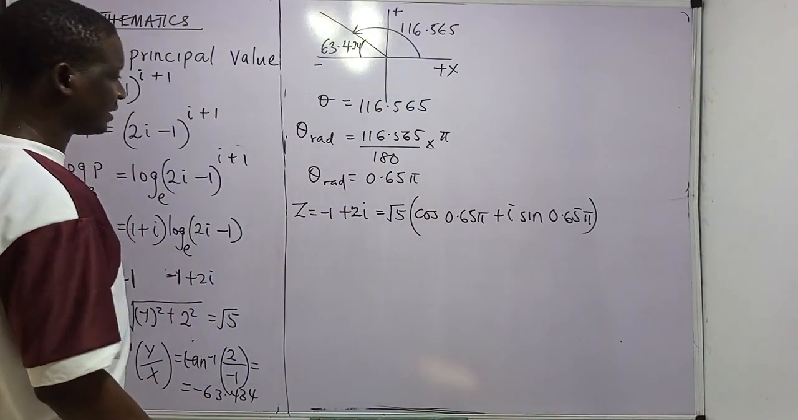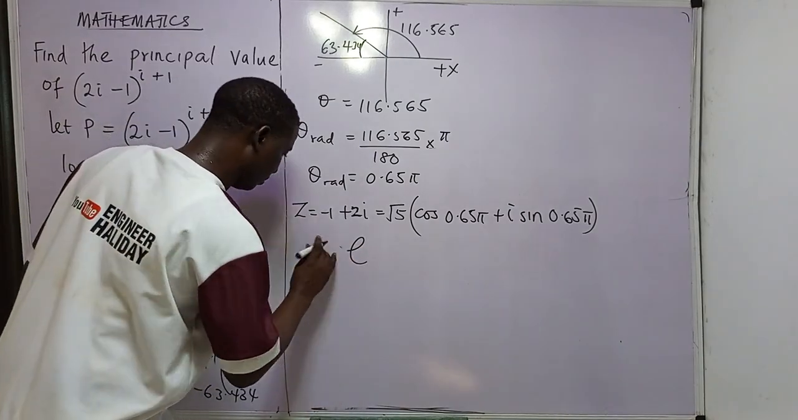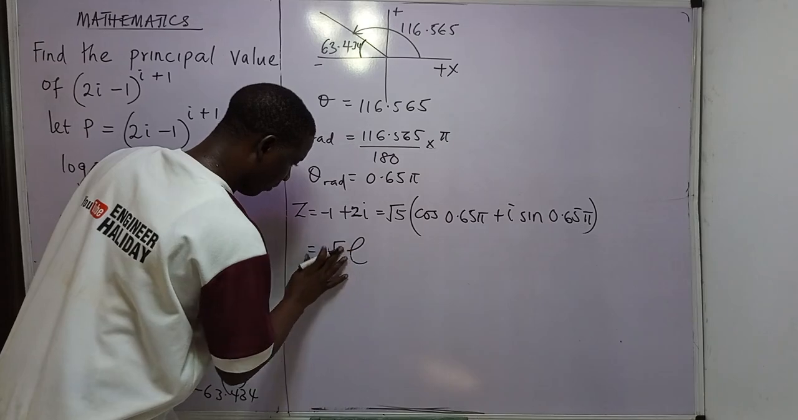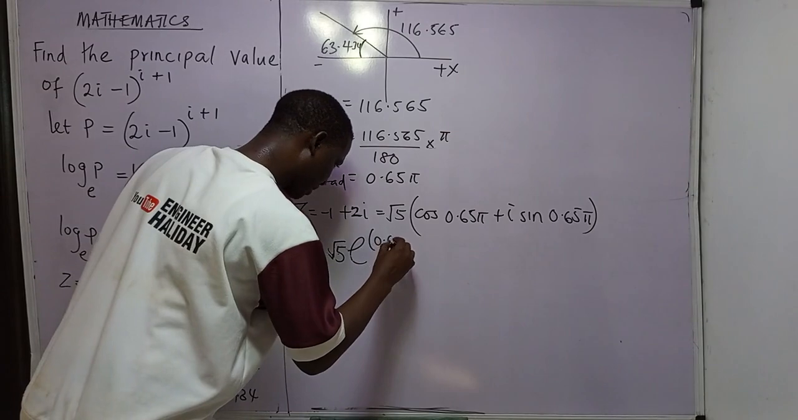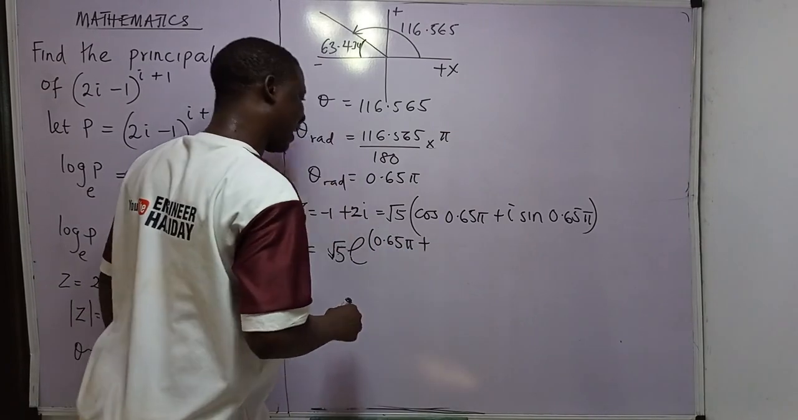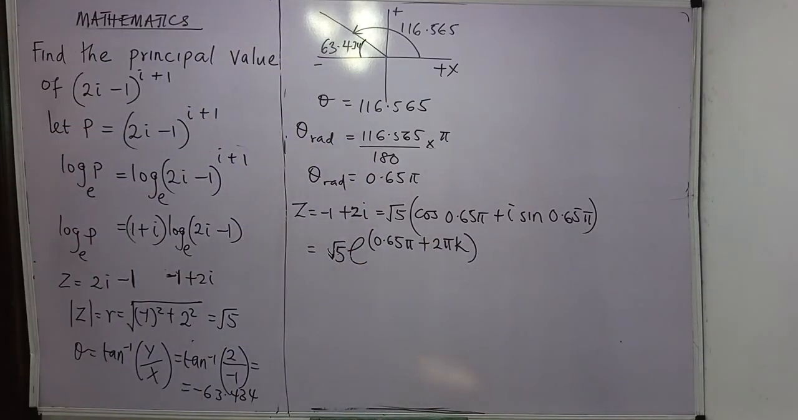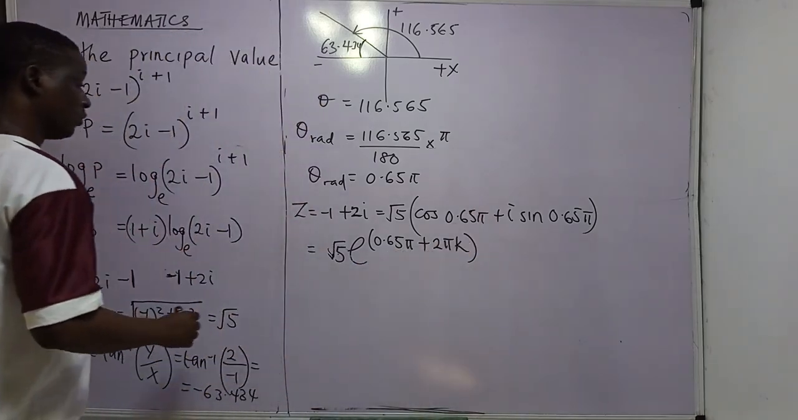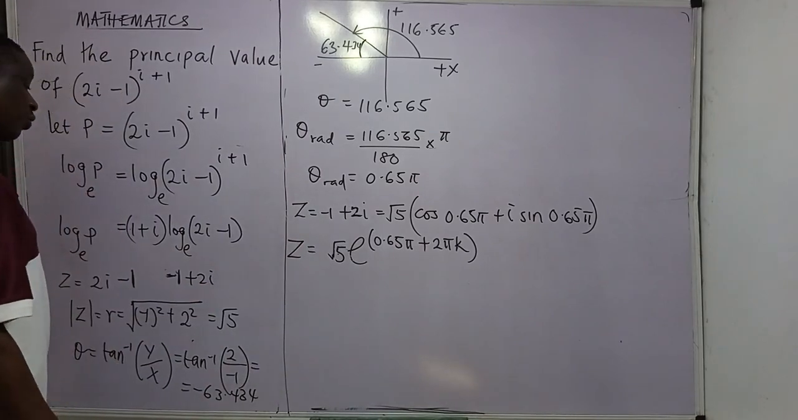Then in exponential form, this one will now be root 5 e to the power of 0.65 pi. Let's add 2 pi k because we are looking for the principal values. So 0.65 pi plus 2 pi k. That is what we are going to have in exponential format.